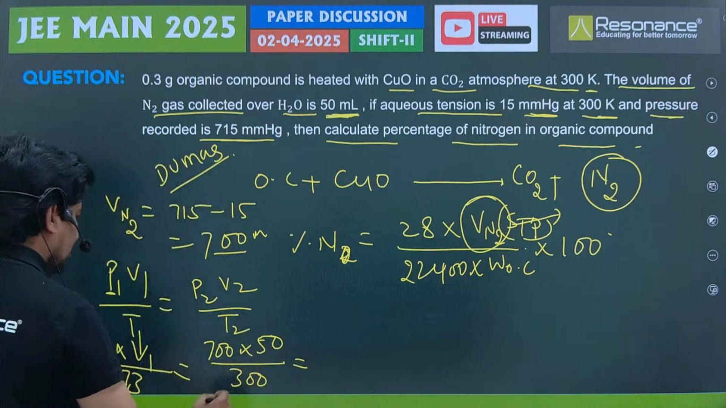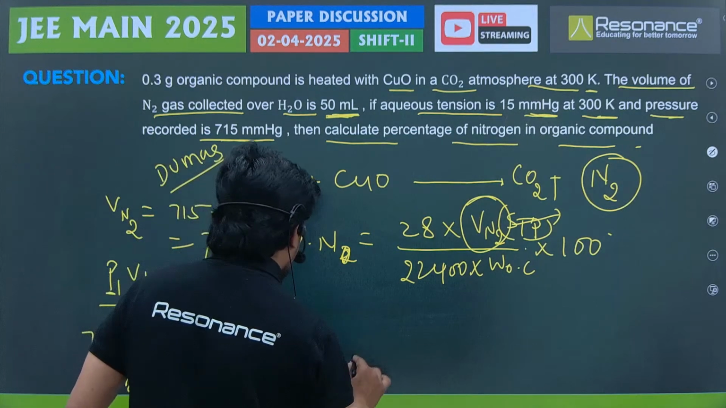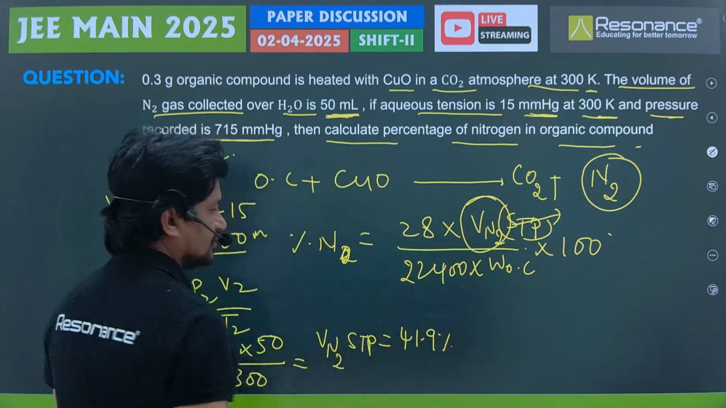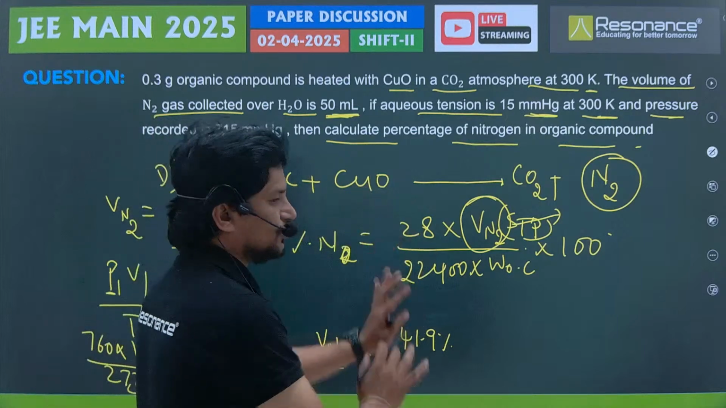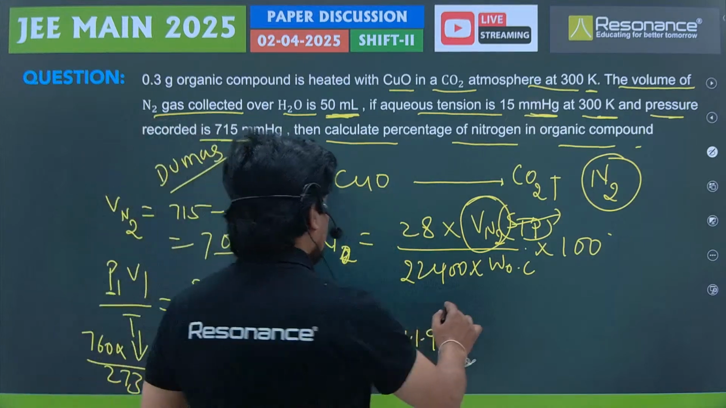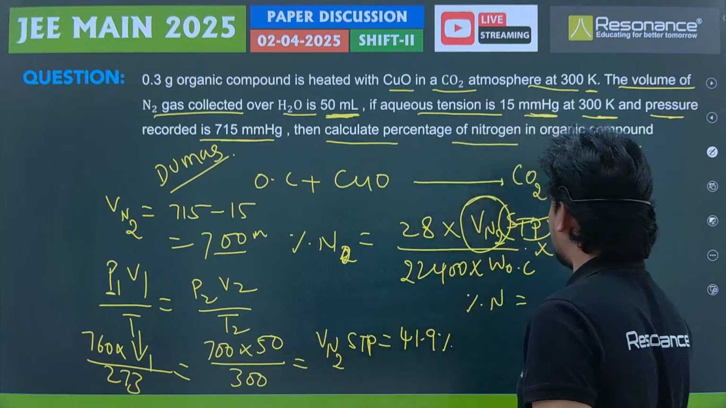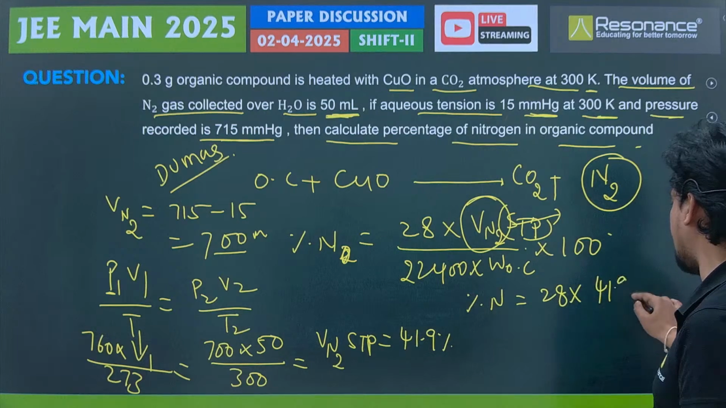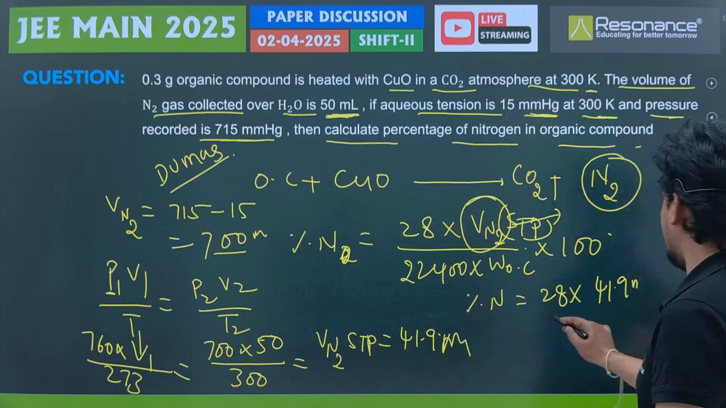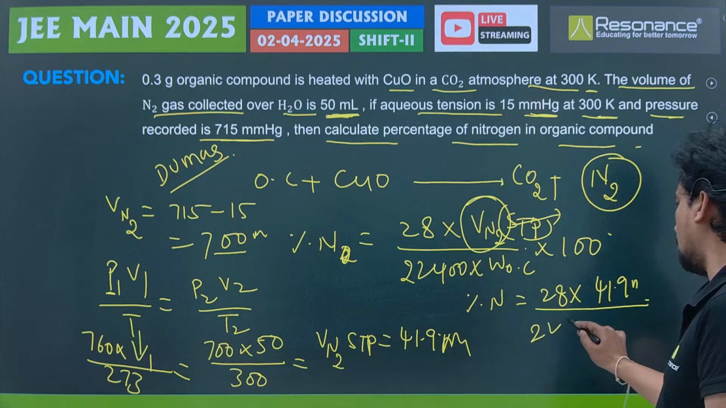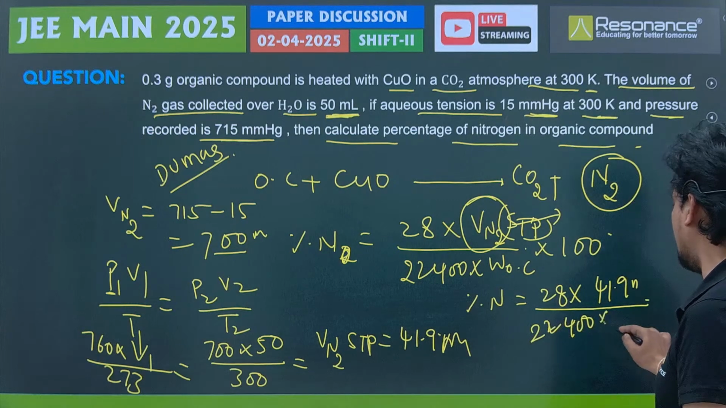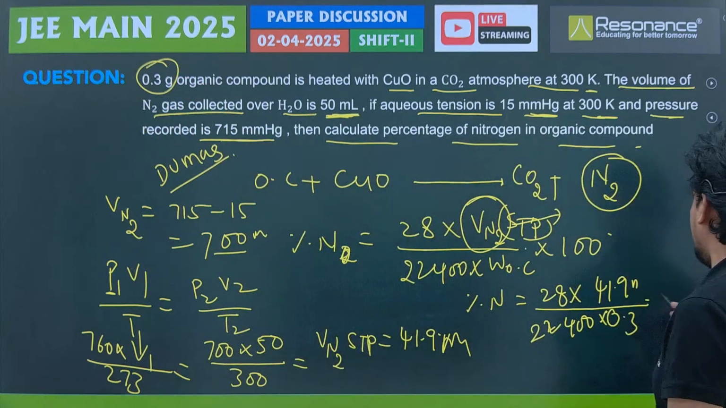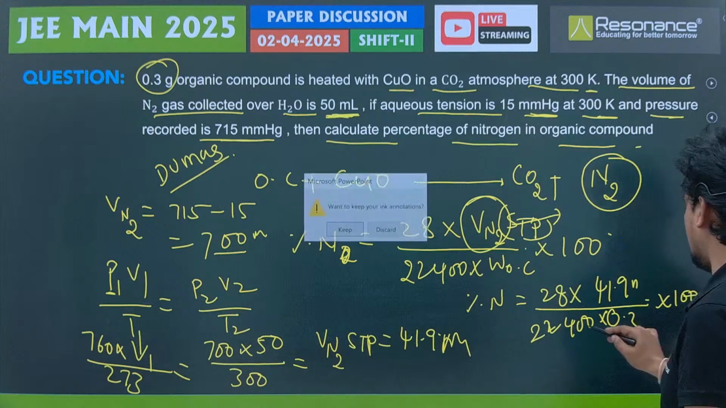If you calculate, you get the volume of nitrogen at STP condition, approximately 41.9 ml. Then only you have to substitute the volume of nitrogen in the formula. Then percentage of nitrogen equals 28 into 41.9 ml by 22,400 into weight of organic compound, how much did they give? 0.3 grams, into 100. Okay, right.